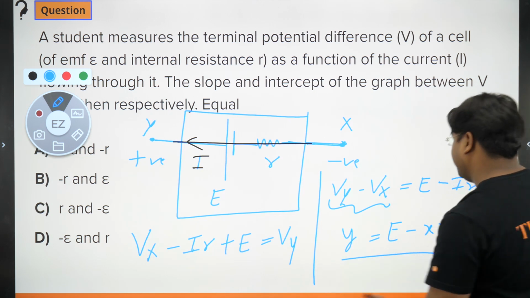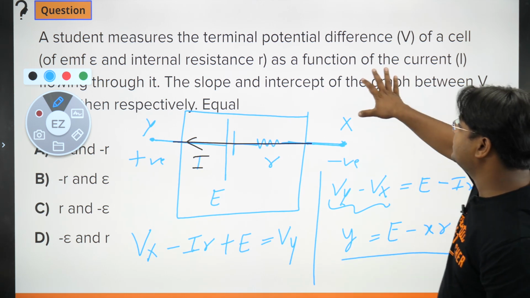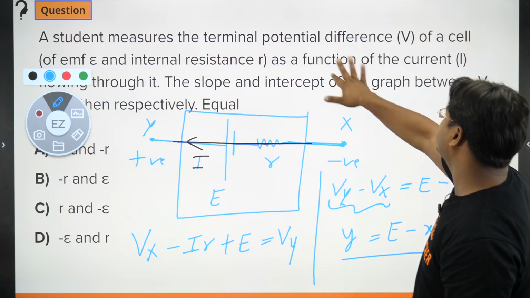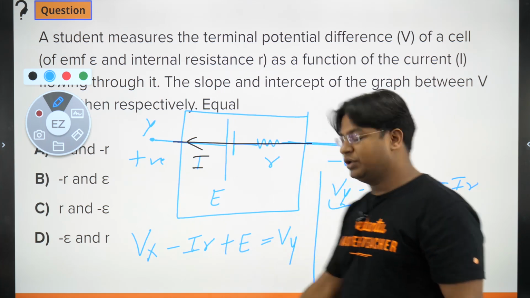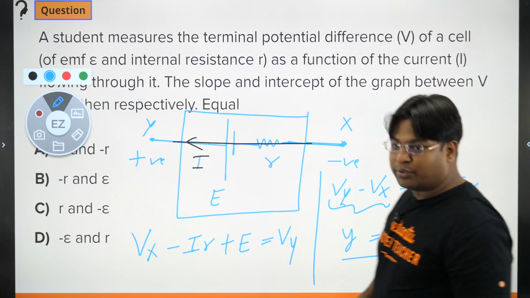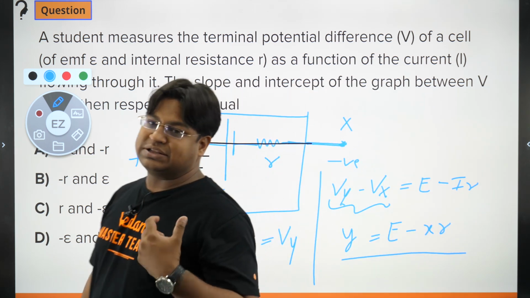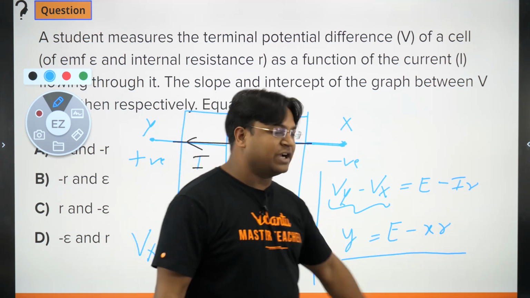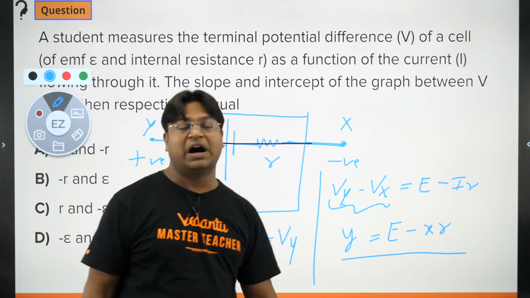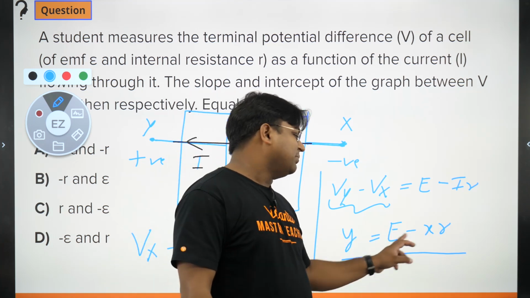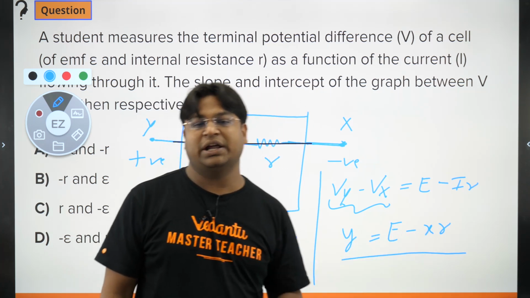You can see this, y equal to E minus... The question says this only: we are plotting terminal potential difference as a function of the current I flowing through it. So instead of V I have written y, instead of I I have written x. So the equation that we want to consider for answering this question is the equation of a straight line with a negative slope, and the slope has a value of r, like minus r is the slope. Okay, so y equal to E minus xr. So this is the equation of a straight line with a negative slope.